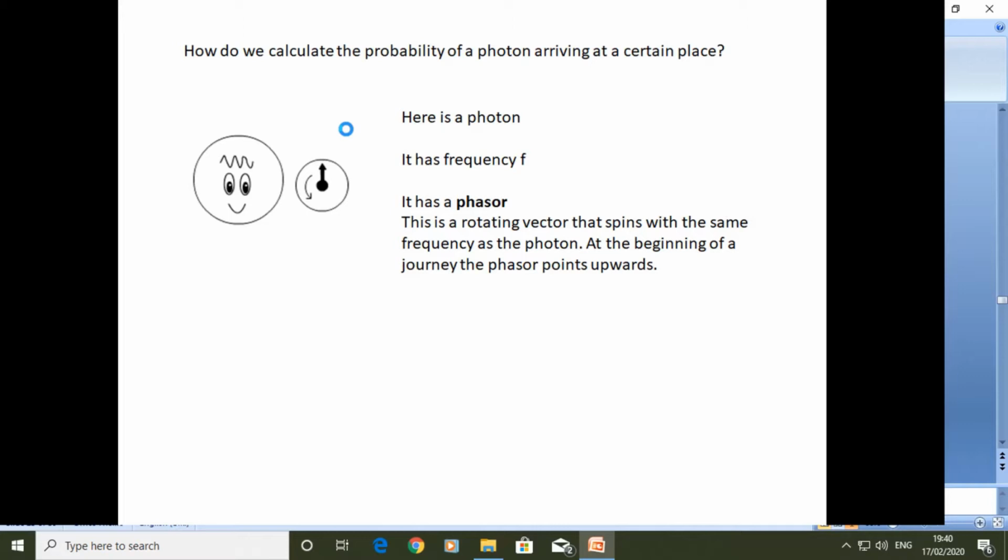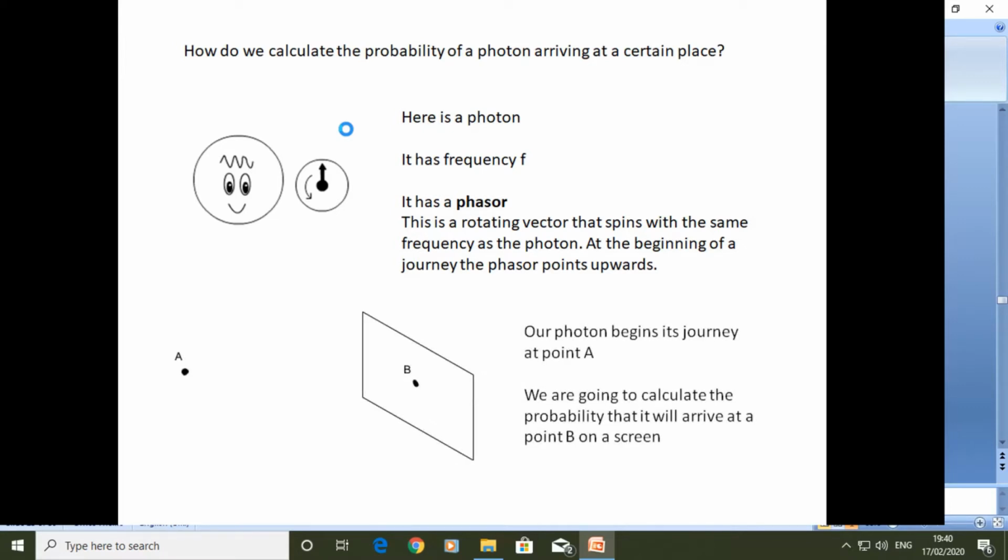If you imagine a little arrow which is whizzing around anti-clockwise, and it has the same frequency as the photon. At the beginning of the journey we imagine the phasor is pointing upwards, and then as the electron or the photon goes on its journey, the phasor whizzes round and round and round.